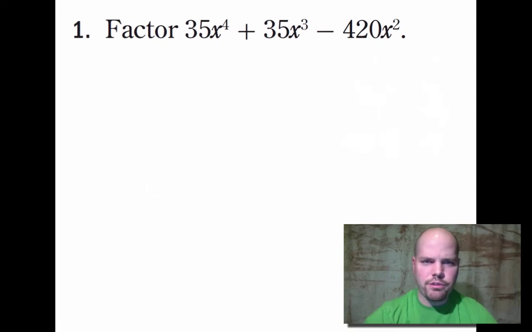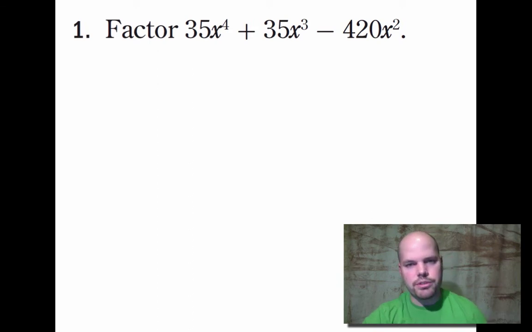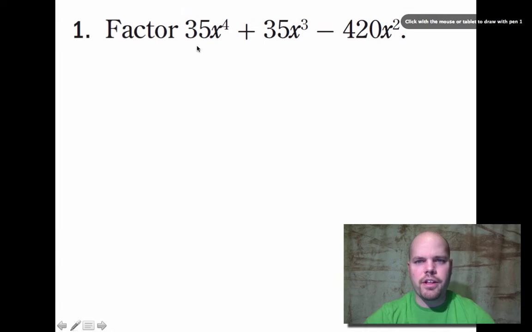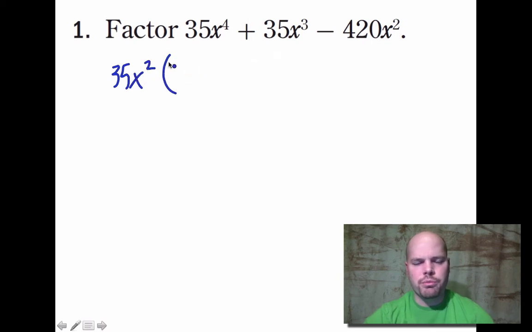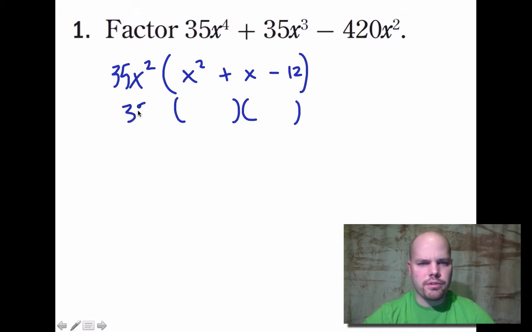All right, so let's factor 35x to the fourth plus 35x cubed minus 420x squared. This is one of those that's going to have a GCF that we can take out first. So if we do that, they all have in common a 35 x to the fourth, x cubed, x squared. So they all have a 35x squared in common. So what happens when we factor that out with the monomial factoring? We're going to be left with x squared plus x minus 12. Okay, then we need to factor this one more time, and we get 35x squared. This would have to be x and x.